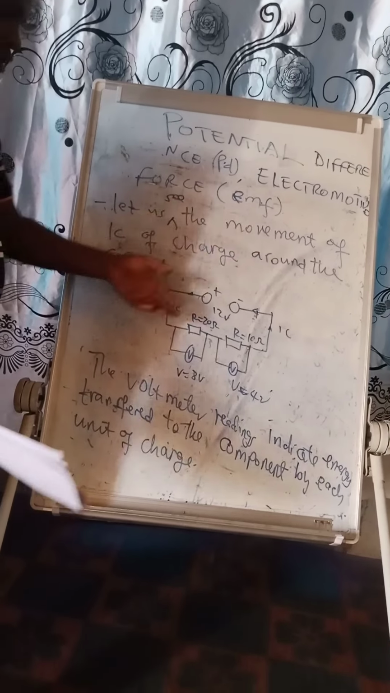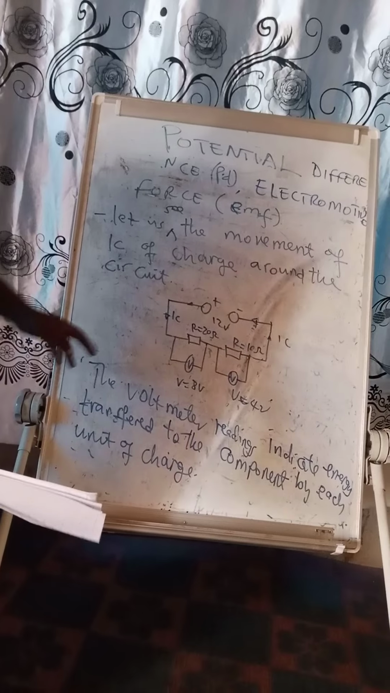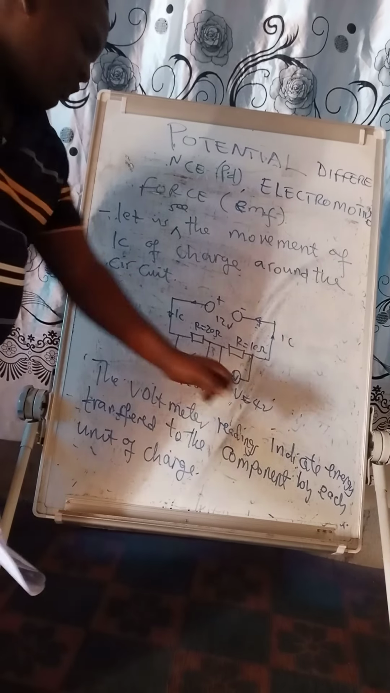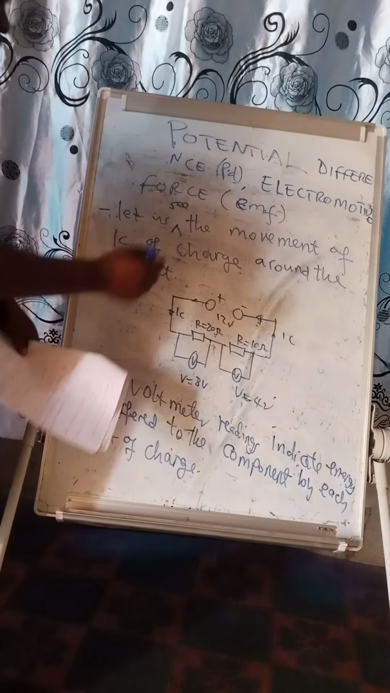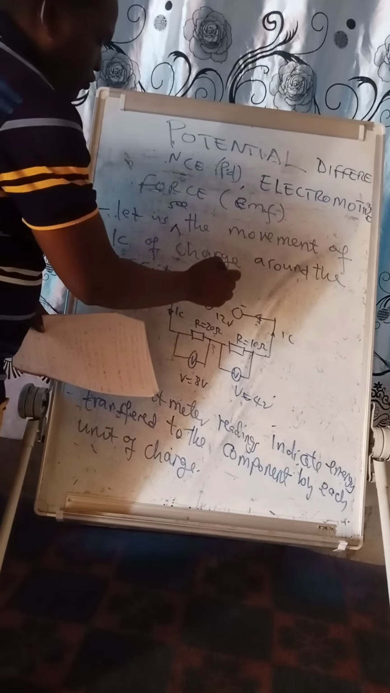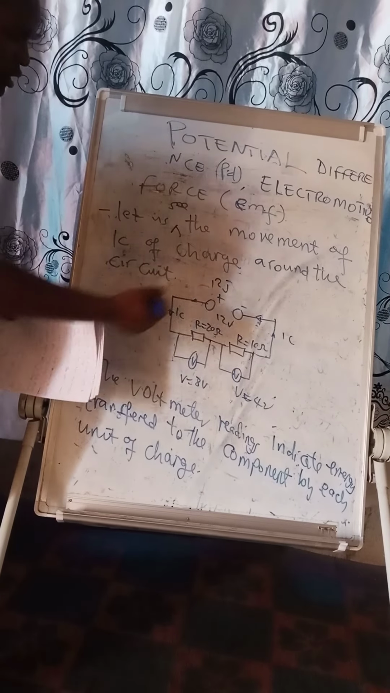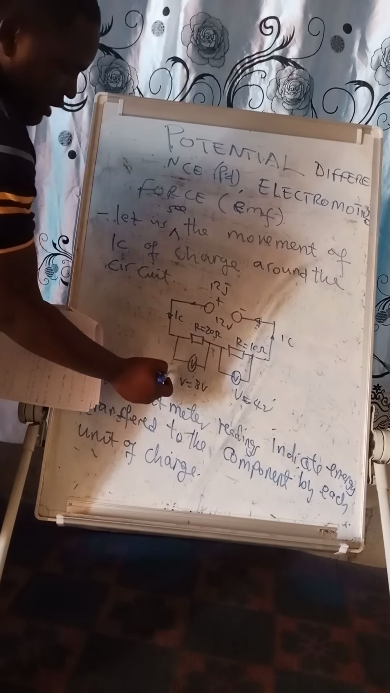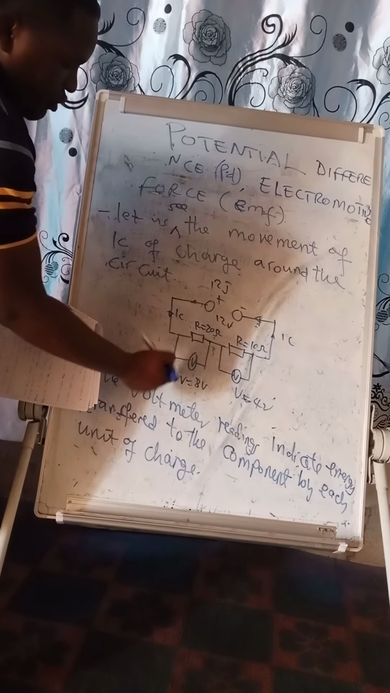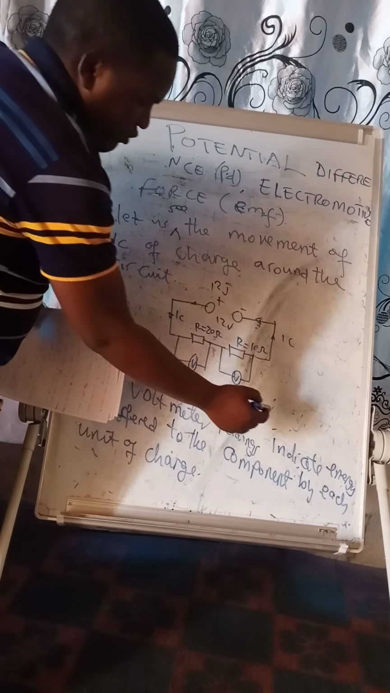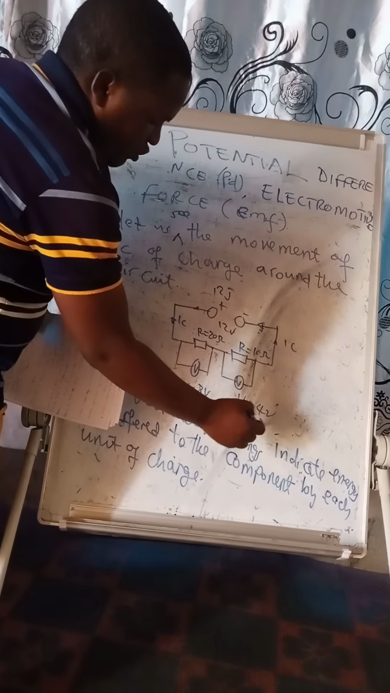PD is like this. The voltmeter readings indicate energy transferred to the component by each unit of charge. So here, for example, the energy here is 12 joule. The reading of the voltmeter gives the energy in joule. So here is 8 joule. You see, now the energy lost is 4 joule. So the reading of the voltmeter will give you the energy.